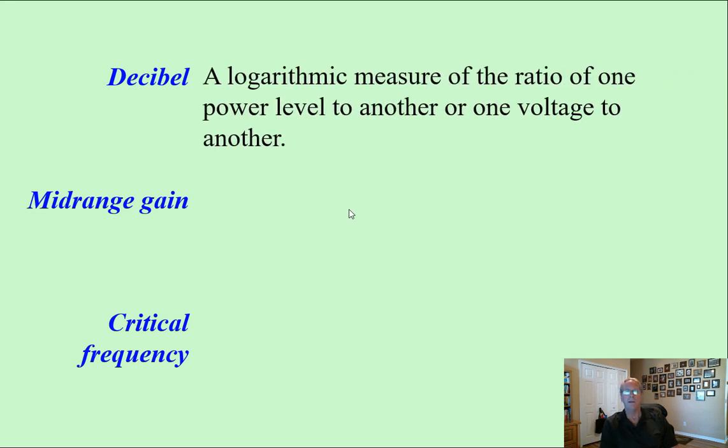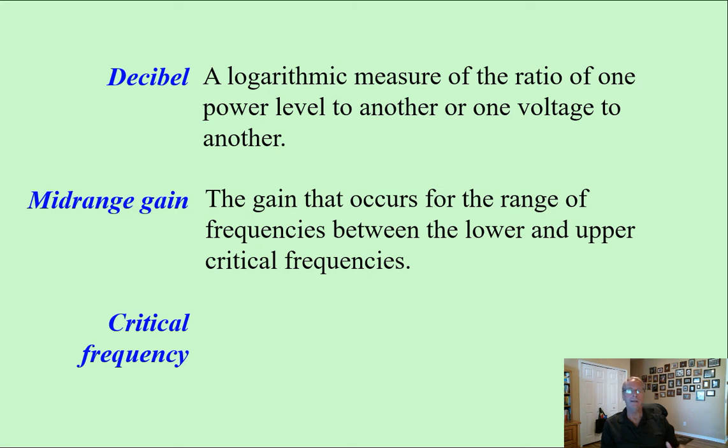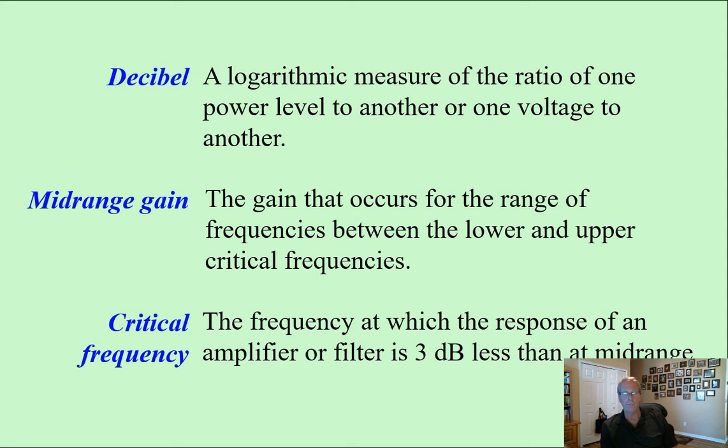Okay, a couple of key terms. Decibel is a logarithmic measure of the ratio of one power level to another, or one voltage level to another. Mid-range gain is between the upper and lower cutoff frequencies. That's the gain that occurs when all of your coupling capacitors are fully engaged. They're at the lowest impedance that they are, but your parallel capacitors, your shunt capacitors, or bypass capacitors, whatever you want to call them, haven't kicked in yet. So it's the mid-band gain. And critical frequency is when the amplifier gain falls 3 dB below mid-range, okay?